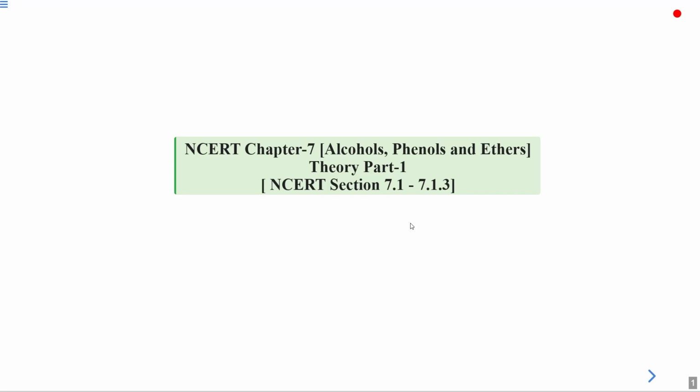Hello everyone. Today we are going to see the theory part 1 of the chapter alcohols, phenols and ethers. So let's begin today's topic. NCERT chapter 7 alcohols, phenols and ethers theory part 1, and specifically we are going to cover today the NCERT section 7.1 to 7.1.3.